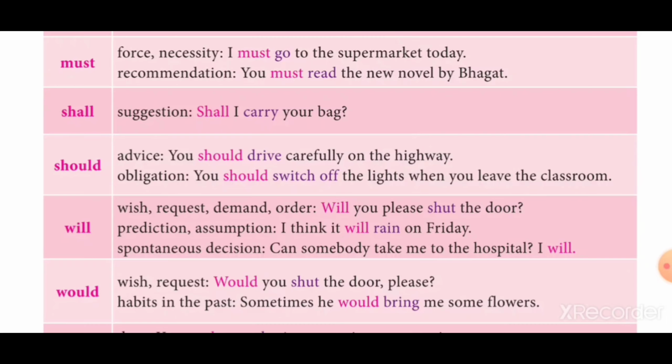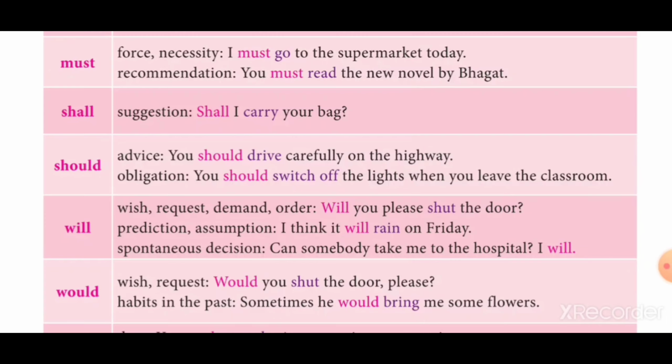We are coming to the next one, shall, which is used in a question to make suggestions. The example given is, shall I carry your bag? Let's see what is given for the word should. It is used to give advice to somebody or to express obligation. To give advice, you should drive carefully on the highway. And in the case of expressing an obligation, you should switch off the lights when you leave the classroom.